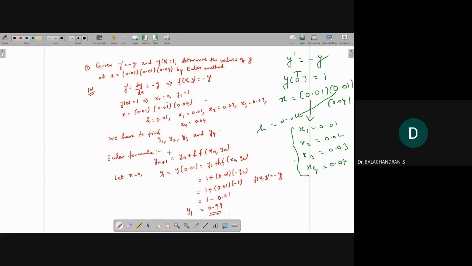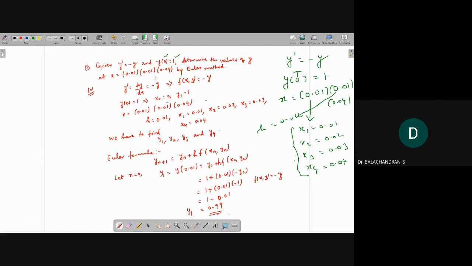For this, I'm going to use Euler's formula: y(n+1) equal to yn plus h into f of xn comma yn. Let us take n equal to 0 and substitute in the formula. So we'll get y1 equal to y of x1, what is x1? 0.01. That is equal to y0 plus h into f of x0 comma y0. y0 is given in the question: y0 is 1, and x0 is 0. h is also given, 0.01.